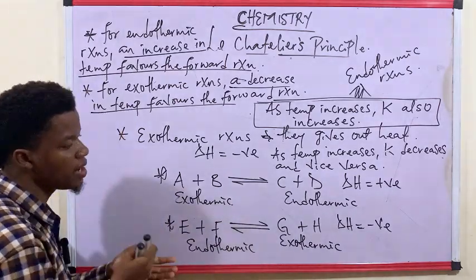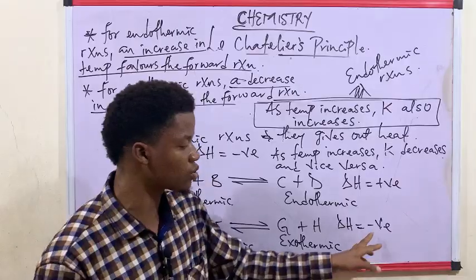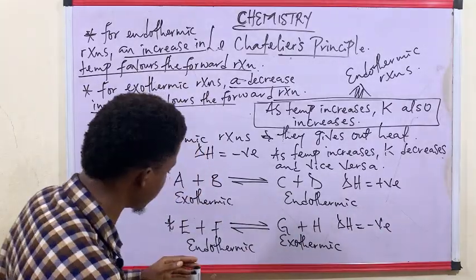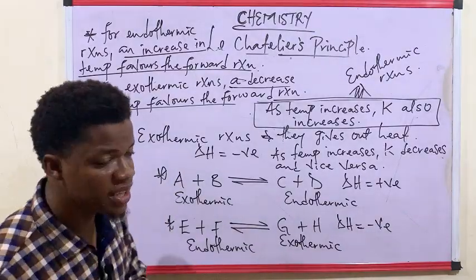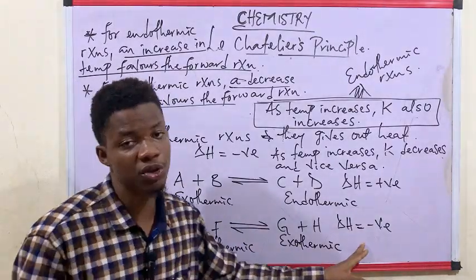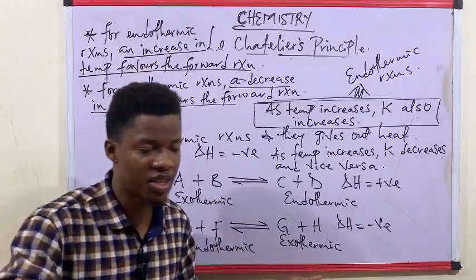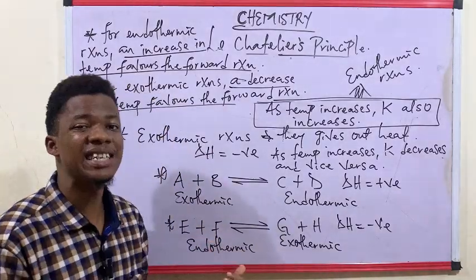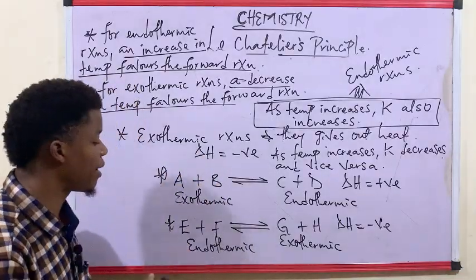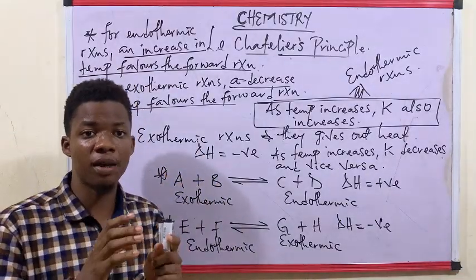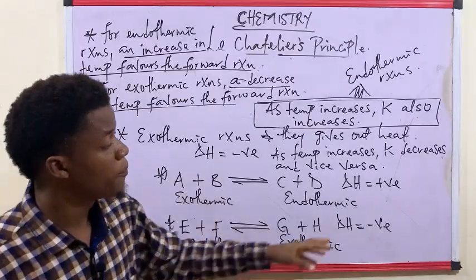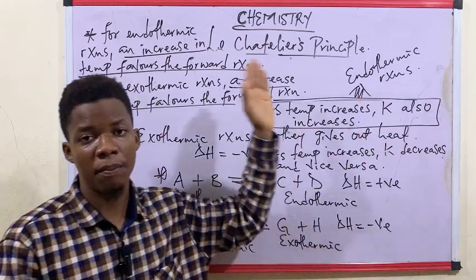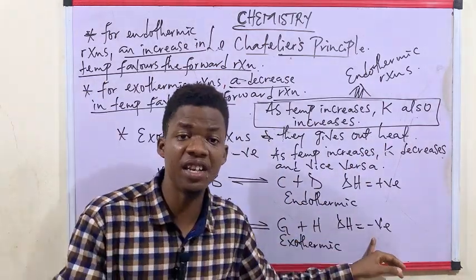Then in this reaction, where the forward reaction is exothermic because our delta H is negative, the forward reaction is exothermic and the backward reaction is endothermic. What it therefore means is that to favor the forward reaction that is exothermic, we need to decrease the temperature, and to favor the backward reaction that is endothermic, we need to increase the temperature. So any direction you see that is endothermic, maybe through your analysis, once you see delta H positive, just know that the forward is endo, the backward is exo. When you see delta H negative, it is the reverse.